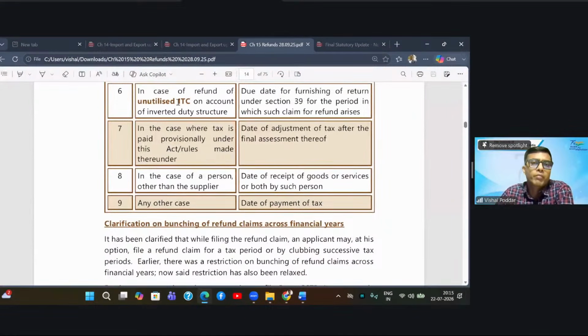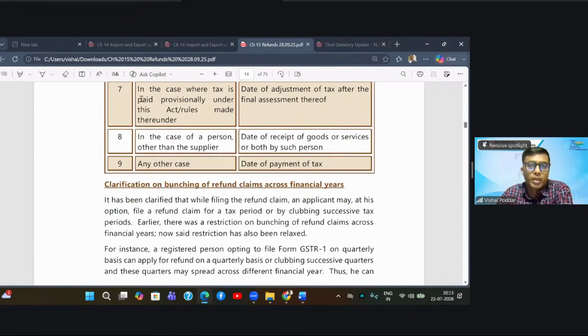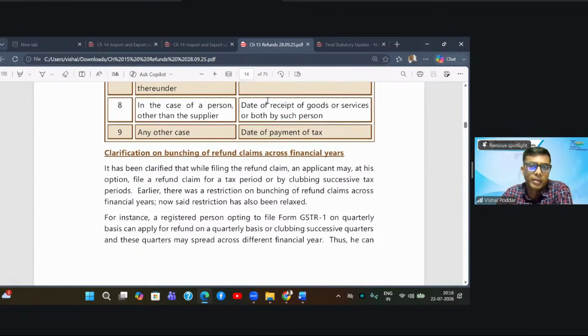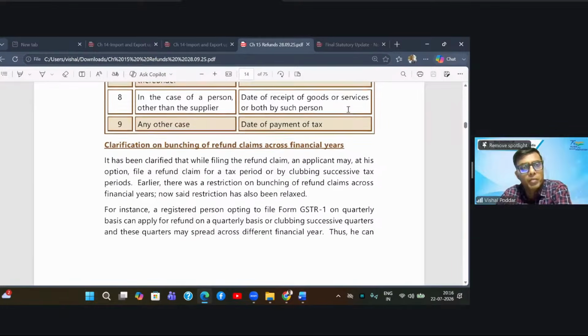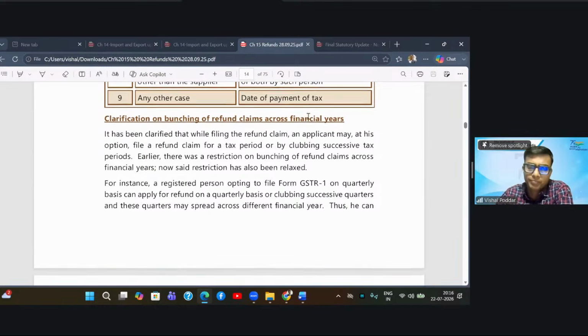Wherever you are applying for refund of the unutilized ITC because of inverted duty structure, again, the relevant date is the date of furnishing your GSTR 3B return in which such refund claim arises. Next, where tax is paid provisionally and later on in final assessment, it is found that there is a refund, the date of adjustment of tax after final assessment is the relevant date. In case of a person other than supplier, where the recipient is claiming refund, the date of receipt of goods or service by the recipient will be the relevant date. And in any other case, the date of payment of tax.